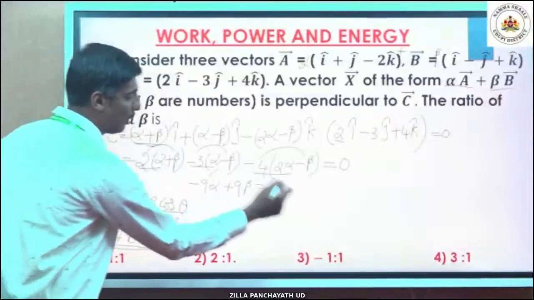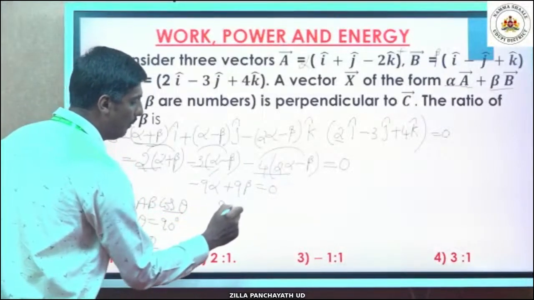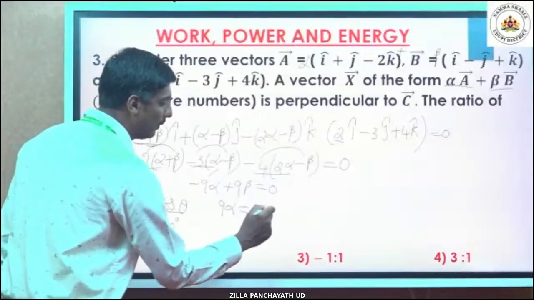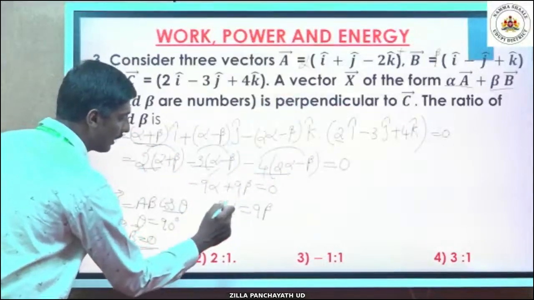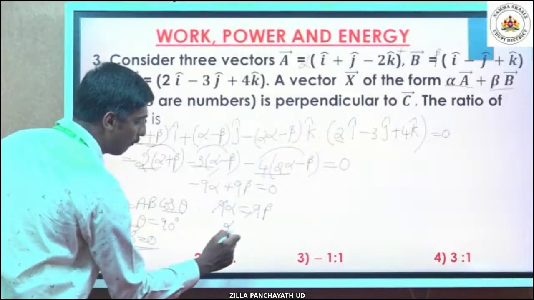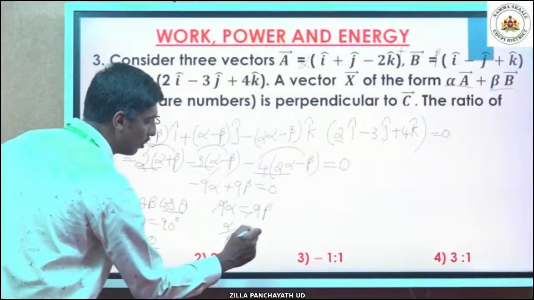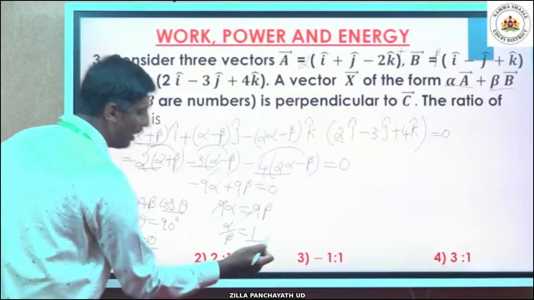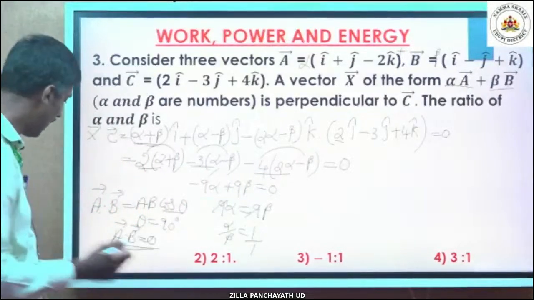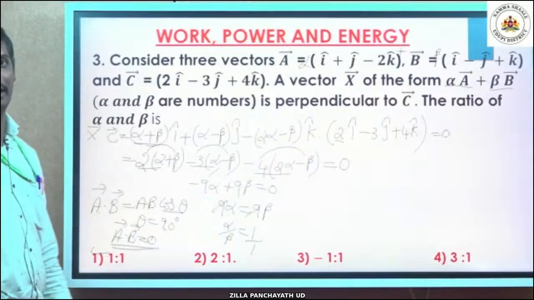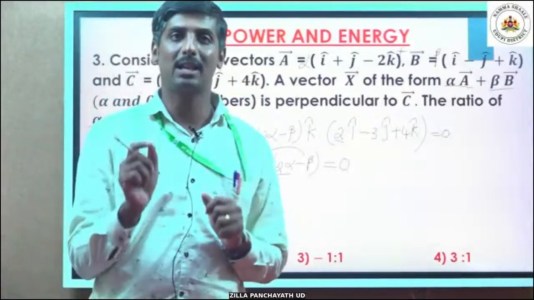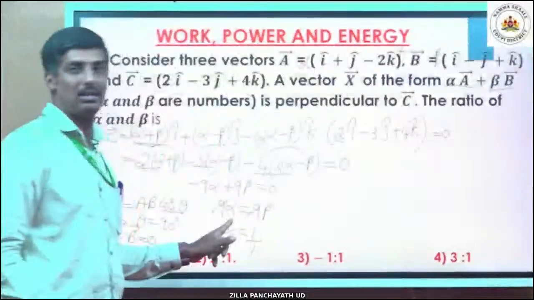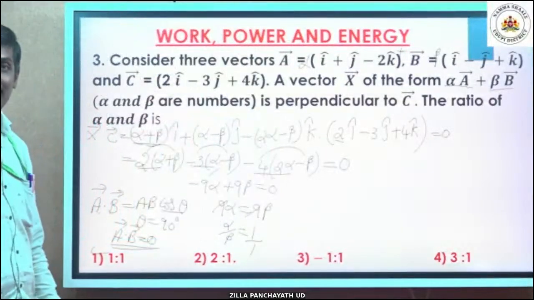Now I take this to the other side, it becomes 9 alpha is equal to 9 beta. He is asking the ratio of alpha and beta. Cancelling 9, alpha divided by beta is equal to 1:1. So the answer is option 1. Clear? Just use the concept: whenever two vectors are perpendicular, the dot product is always 0. That's the result we are following here.